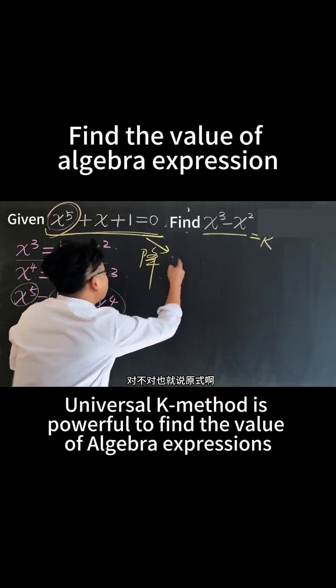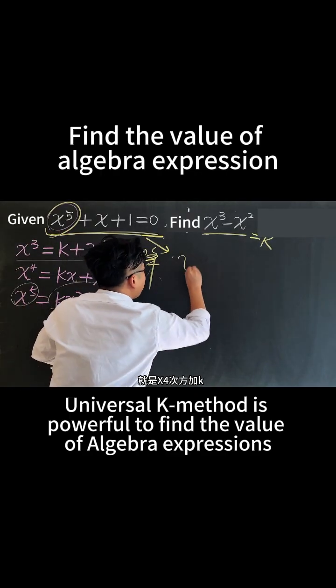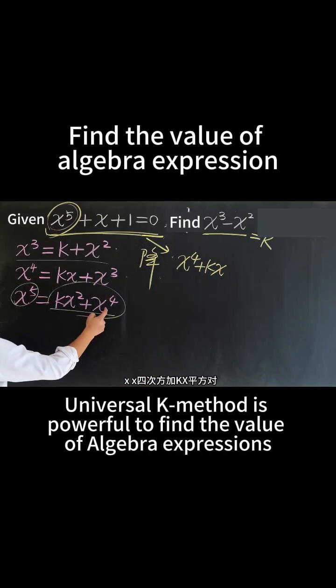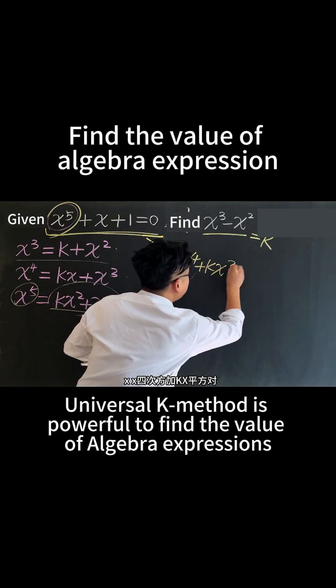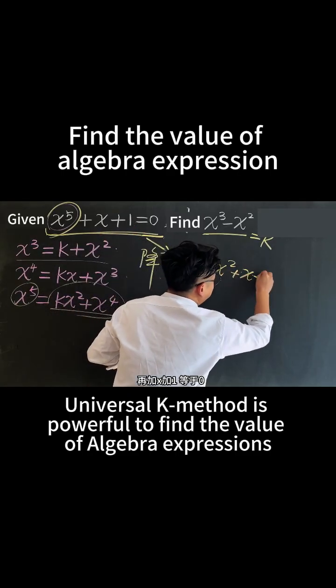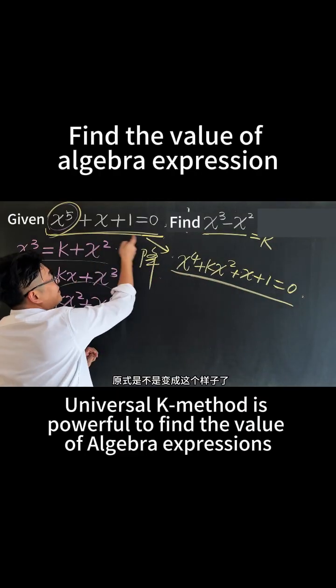So what does the original equation become? Kx squared plus x to the fourth power, which means x to the fourth power plus k times x cubed plus kx squared, then add x plus 1, equals 0. So the original equation becomes like this, doesn't it?